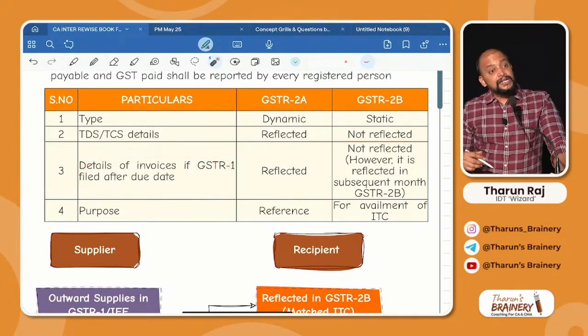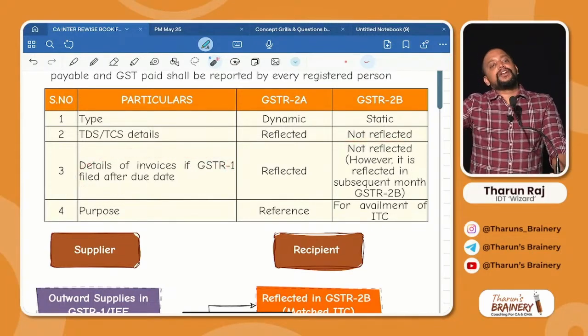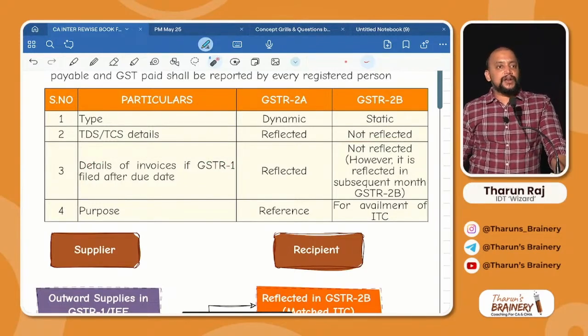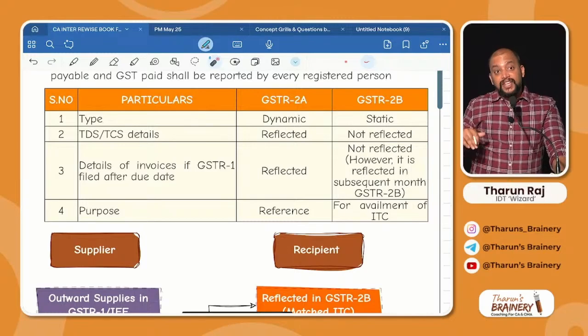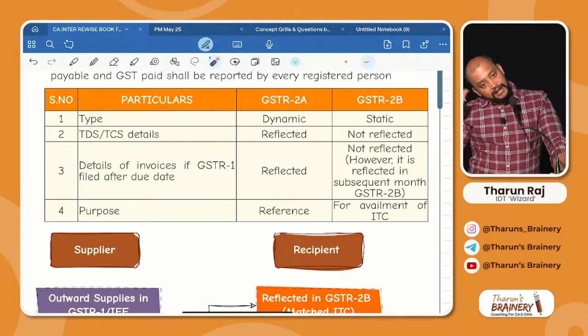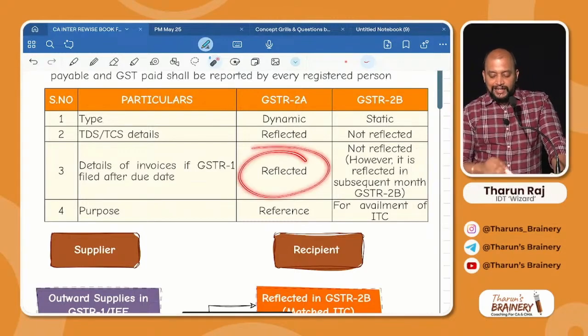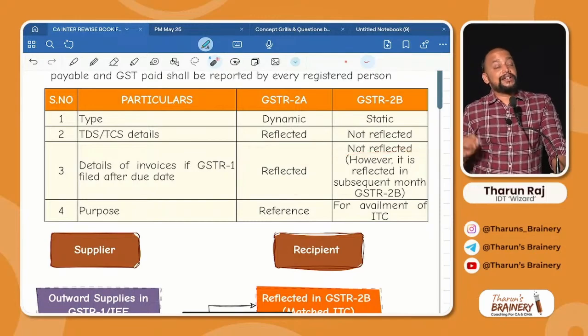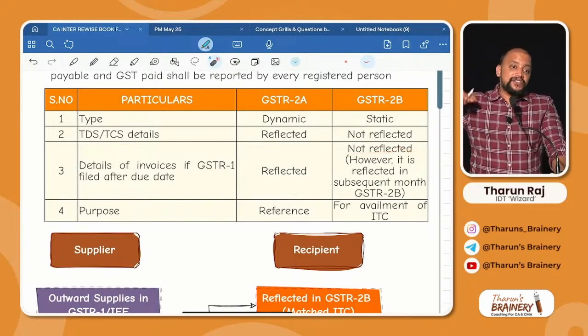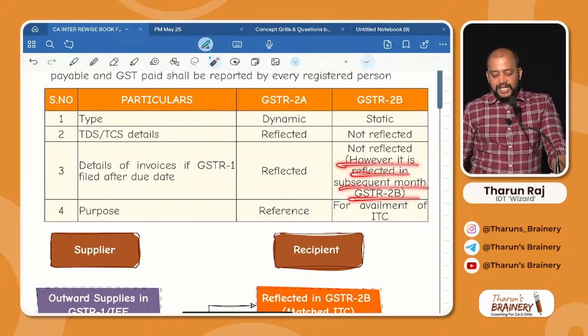Details of invoices if GSTR1 is filed after the due date. What is the due date of GSTR1? 11th. If they file by the 11th, it will come in 2B. If they file after the 11th, it will come in 2A. So it is reflected in 2A, but in 2B it is not reflected. Then when will it be reflected? It will be reflected in the next month's 2B. However, it is reflected in a subsequent 2B.